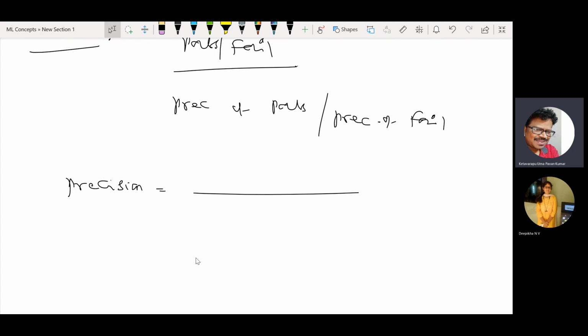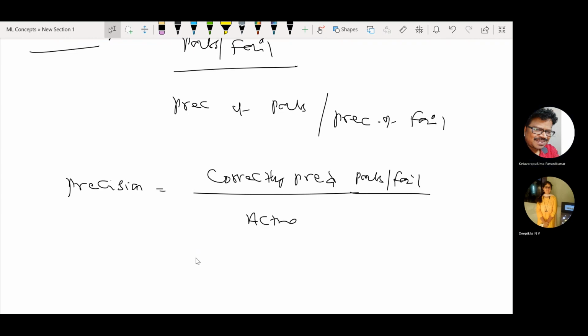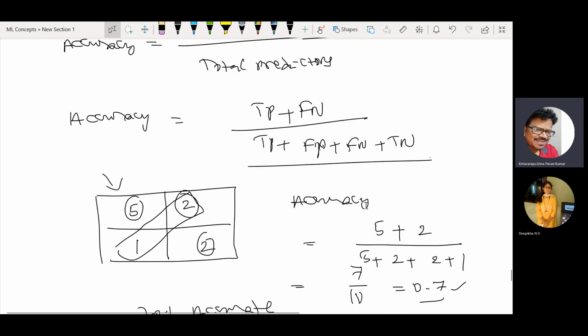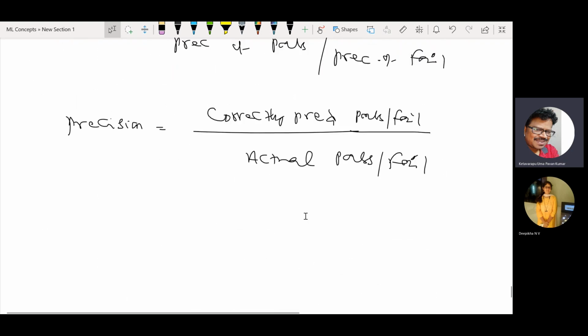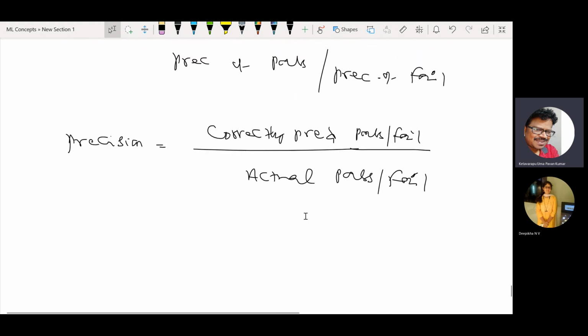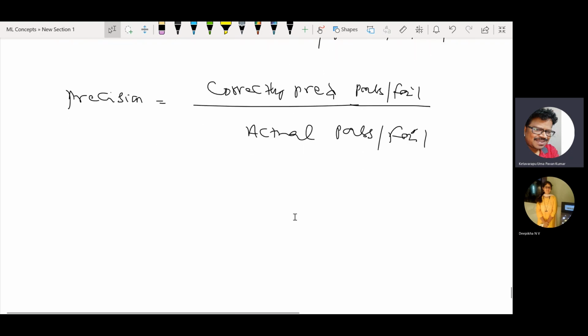How do I compute this? Correctly predicted pass or fail, either of the things I can embed, and the actual pass or fail. One simple analogy: in the earlier accuracy, I am taking the entire thing, total predictions, and out of that, how many are correct. But in precision, suppose the number of passes is there, how many times did our model identify them as pass? If the number of fails is there, how many times did our model predict them as fail?